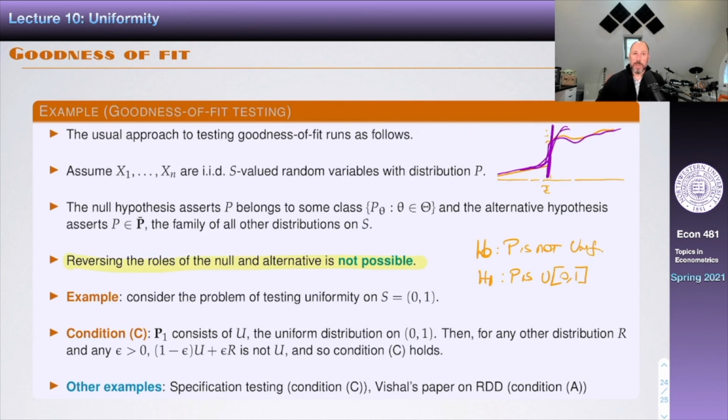This shows that it is impossible to test the continuity of a function, or the density, or whatever it is, against something that has a jump at a point, unless you impose uniform bounds on the first derivatives.